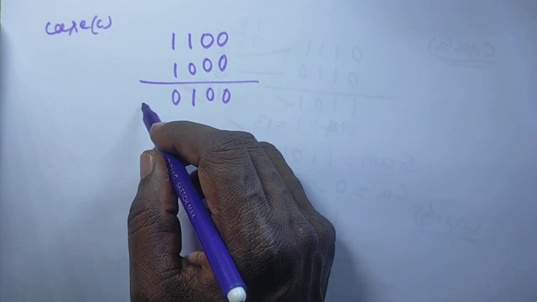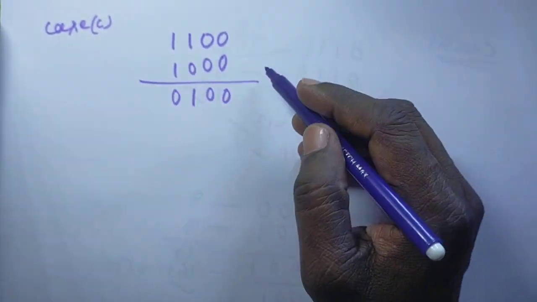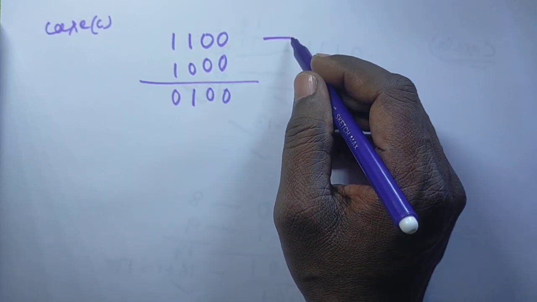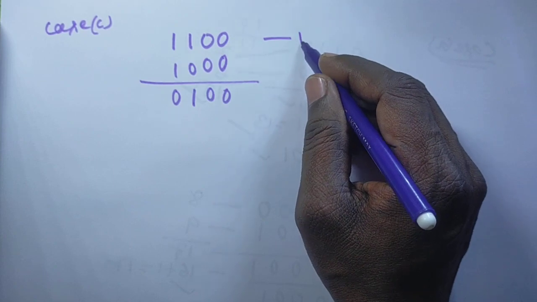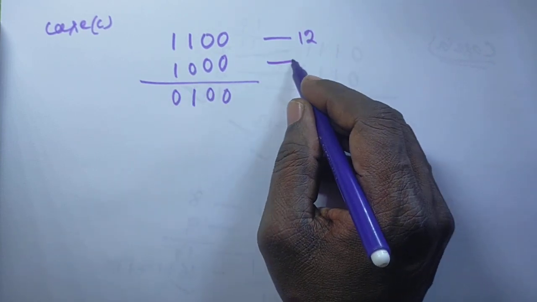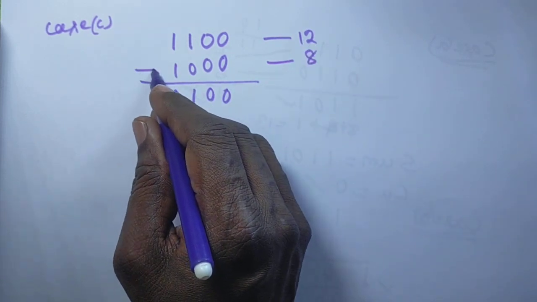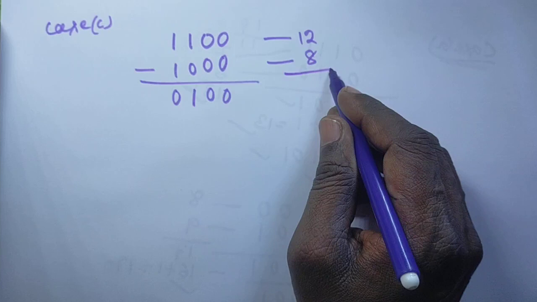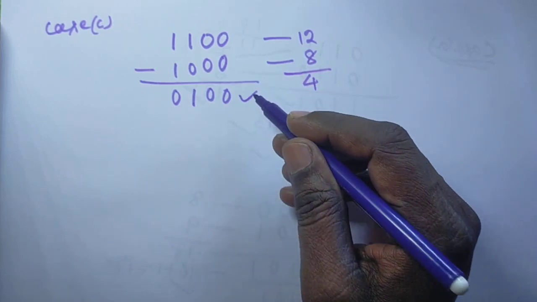So there is no other value we can collect from a previous value, nothing. So what do you write? This is 8 plus 4, that is 12. Here is 8, because this position is 8, 12. Since it's a minus, 12 minus 8 is 4. So obviously it is 4. This value will be 4.